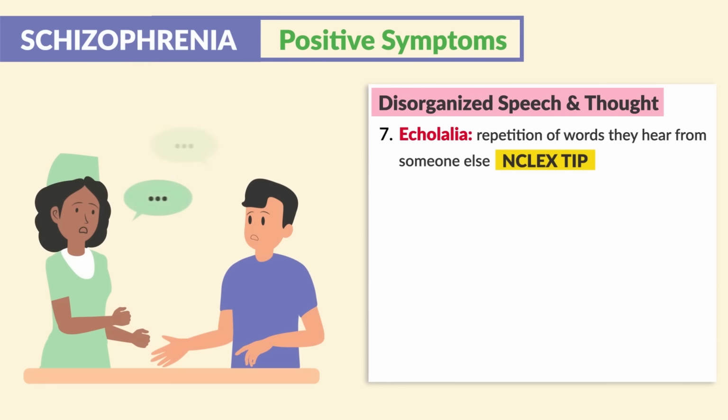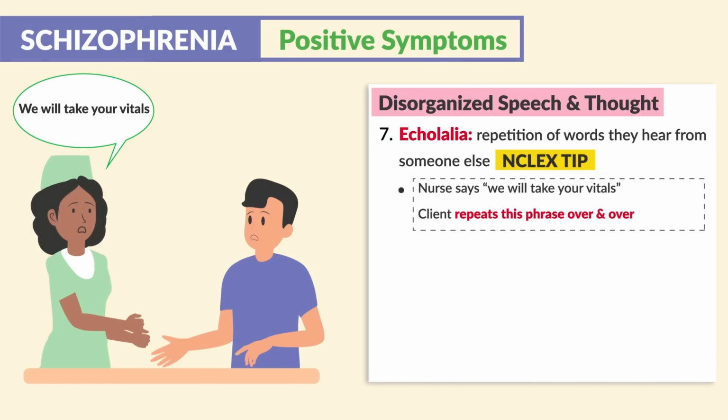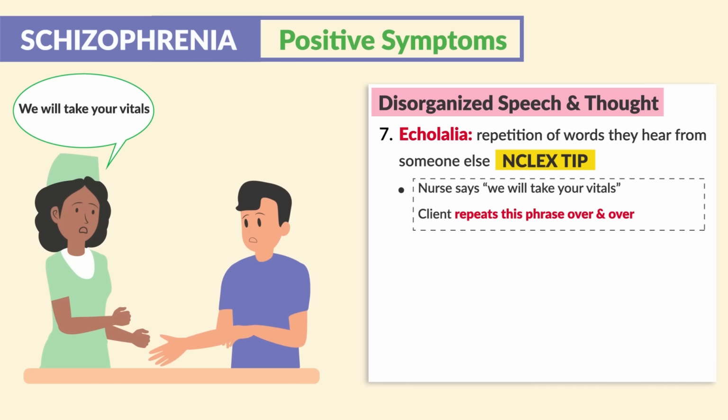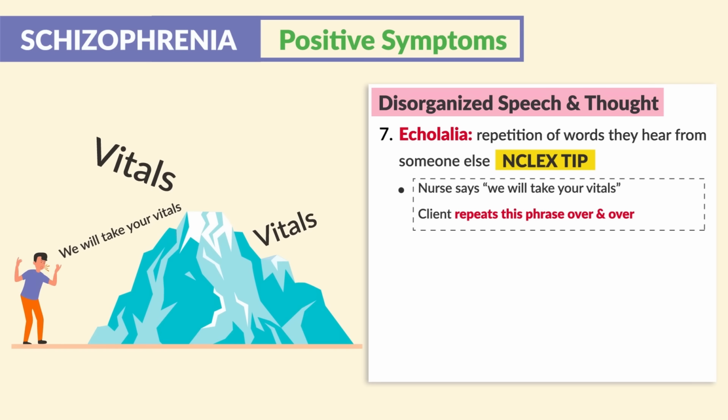And number 7 is echolalia, repeating of words they hear from someone else, kind of like an echo. So the nurse says, we will take your vitals. And the client repeats this phrase over and over, like, we'll take your vitals, vitals, vitals. So think of an echo, like when you yell and hear an echo, for echolalia.